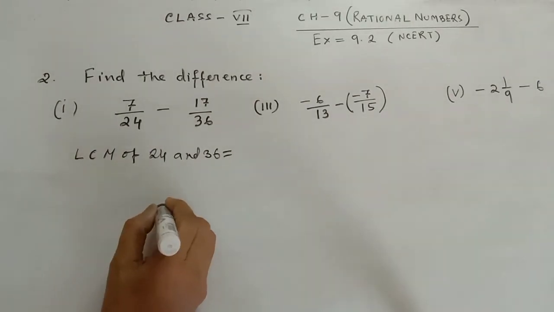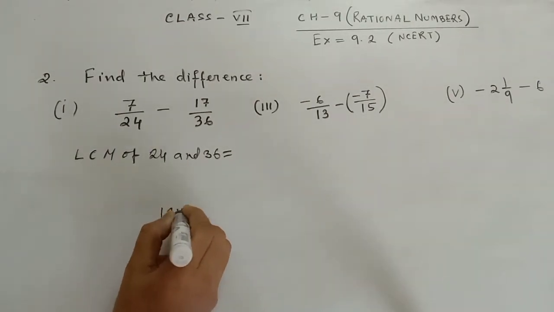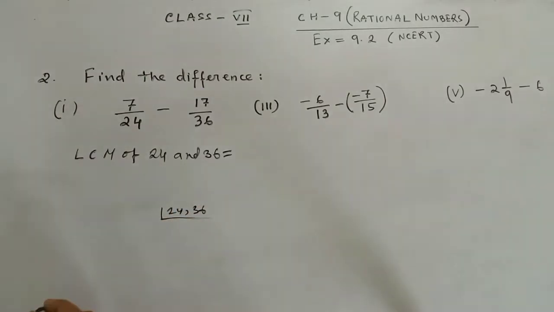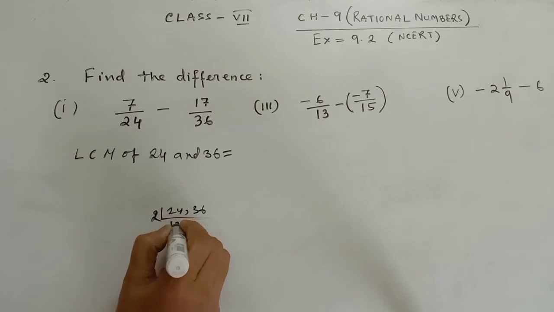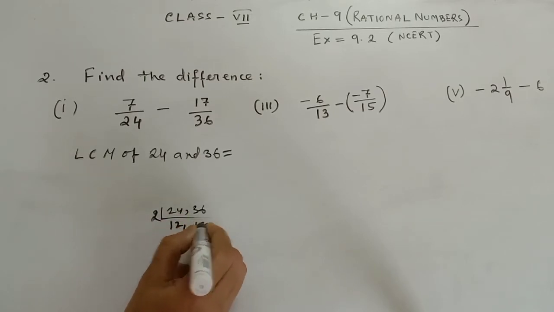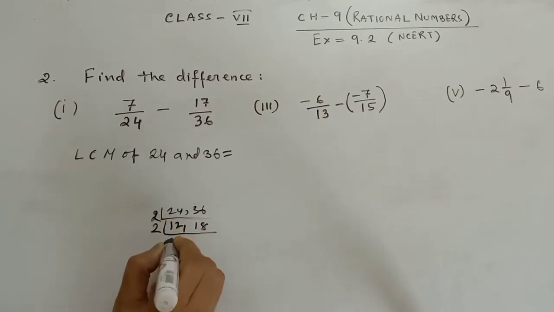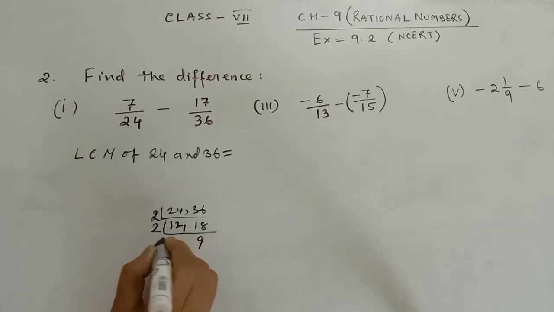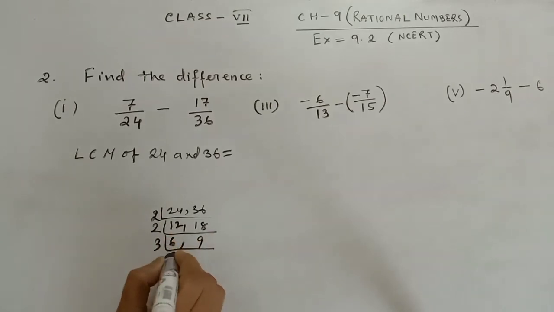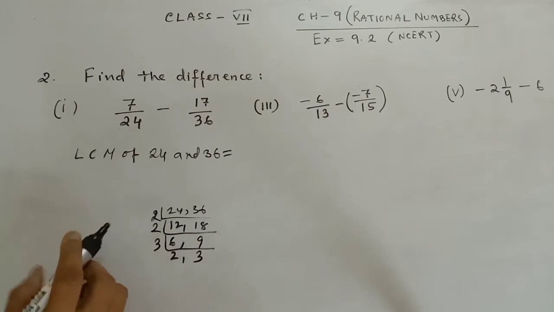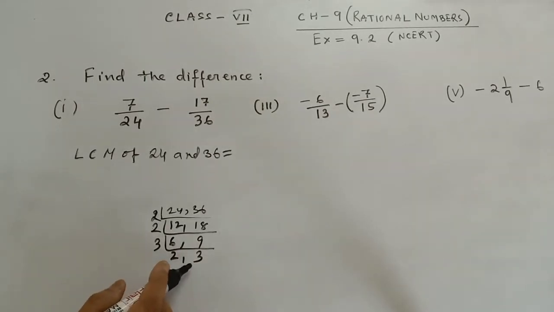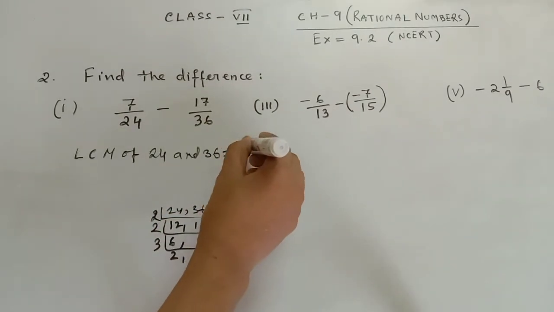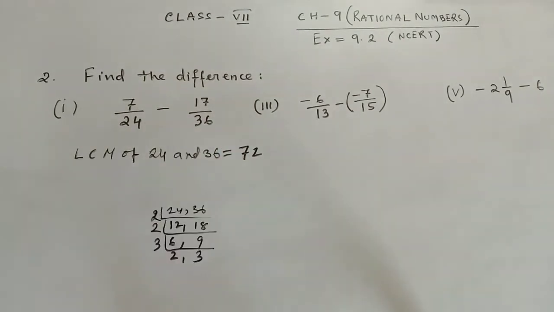So you can see 24, 36. You can divide it by 2, 12 and 18. If you divide it again by 6, 9. Now you can divide it by 3, 3 2s are 6, 3 3s are 9. So the multiplication 2 into 2 into 3 into 2 into 3 will be 72. So this is the LCM of these two numbers.